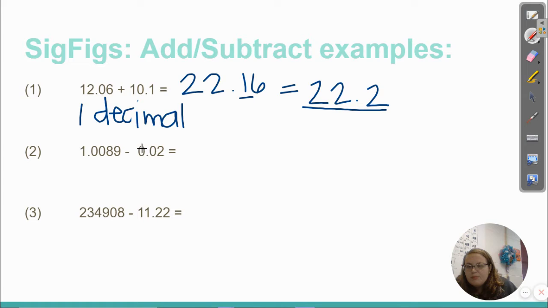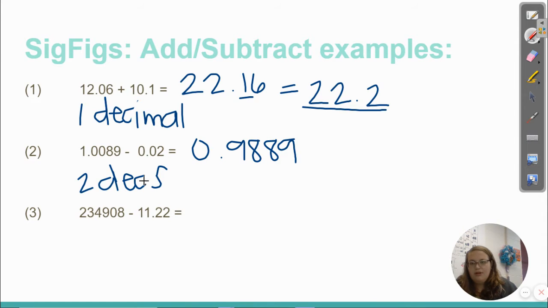On this one, I have 4 decimal places, 2 decimal places, so I'm rounding to 2 decimals. That's what 2 decs is going to mean. 2 decimal places. So 1.0089 minus 0.02 gives me this number as my unrounded answer. And I'm rounding to 2 decimal places, so I'm looking here. Again, this is an 8, so I'm rounding up, and it's going to become 0.99. You can also put 0.99. It's the same thing. This 0 does not affect anything, so we just need 2 decimal places.